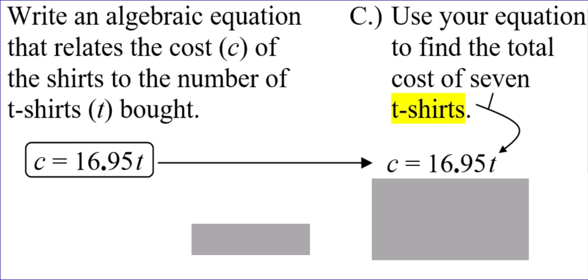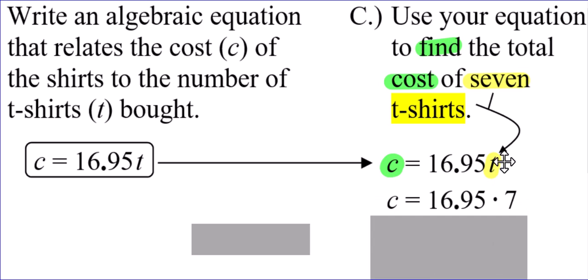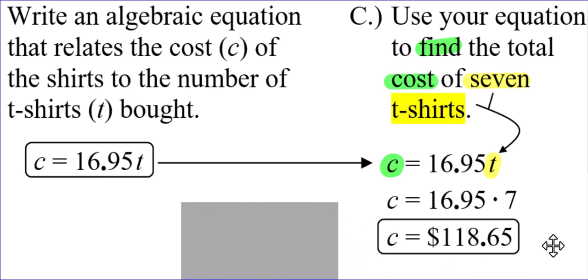All right, so they just told you that we are supposed to find the total cost. Finding the cost means the C for cost will stay the unknown variable. They're telling us we have seven t-shirts. So that seven is the t-shirts that will replace the variable T for t-shirts. So that's what I do. Substitute it in. 16.95 times seven, use your calculator. You'll get 118.65. That is dollars. Make sure you always have the unit of measure for any word problem answer. All right, so that was example number one.